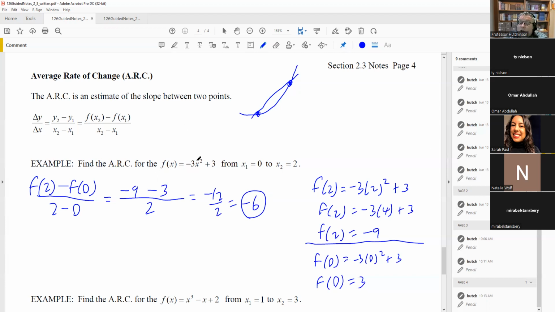If I take this graph here and pick 2 points, x1 is 0 and x2 is 2, that gives me what an average slope would be between those 2 points. So again, that's called average rate of change, is what we're doing on that.